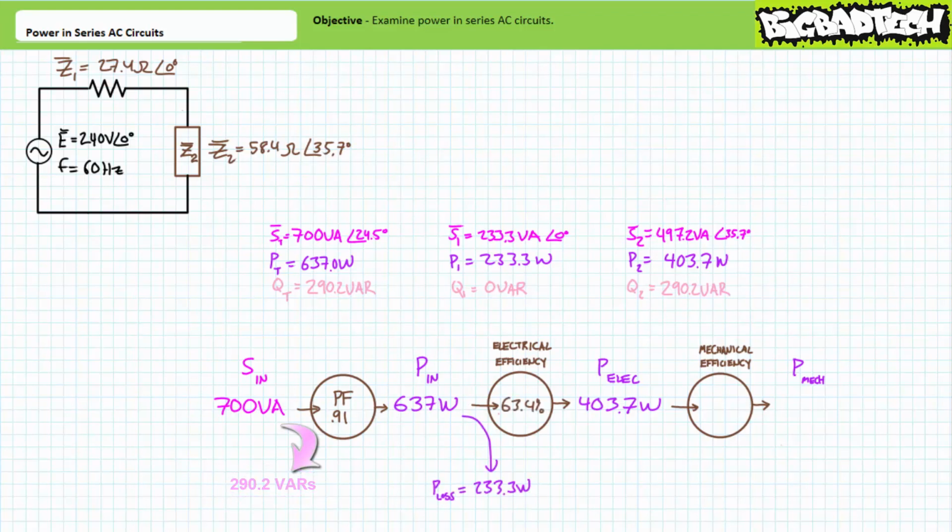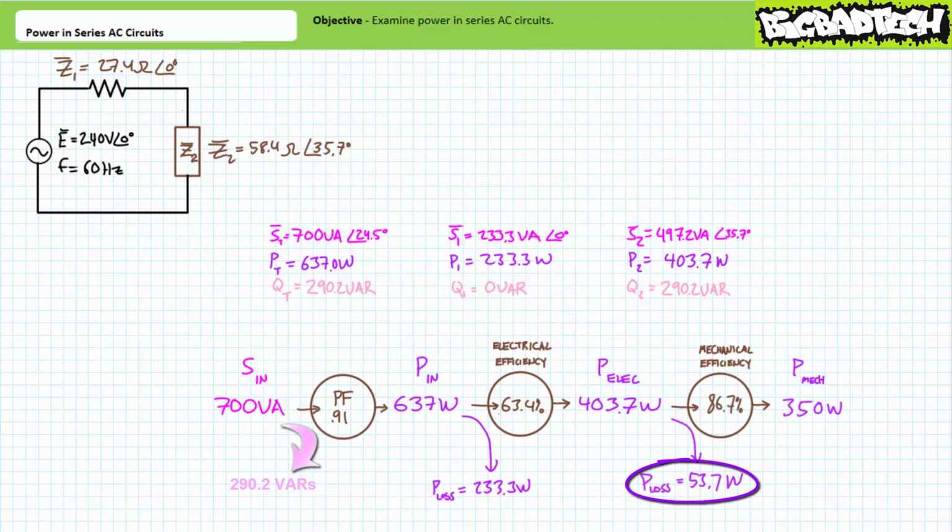637 watts of real electrical power is delivered to this larger series circuit, consisting of a rather poorly conductive transmission line and the actual electrical load. The rather poor transmission system wastes 233.3 watts as heat, considered a loss to this system, meaning only 63.4% of real electrical power, or 403.7 watts, arrives at the electrical load, Z2.